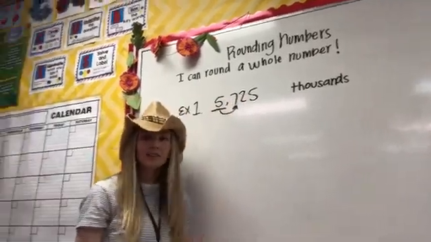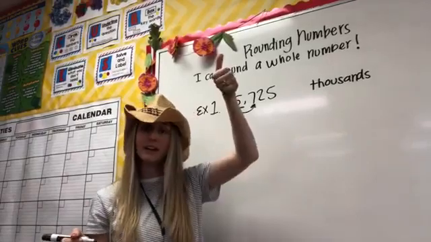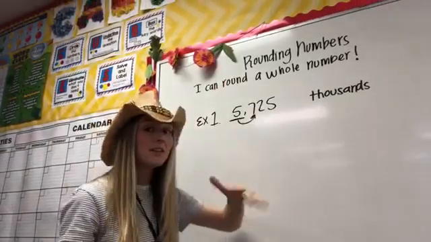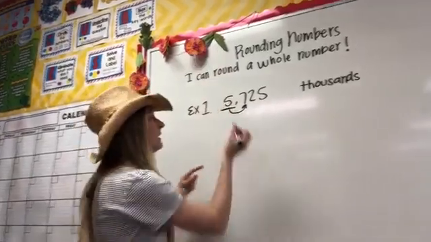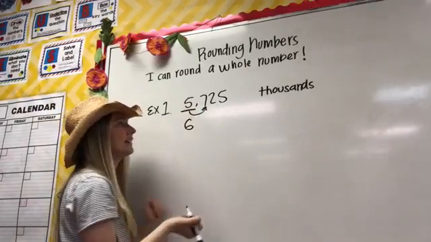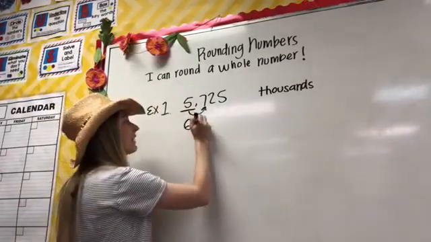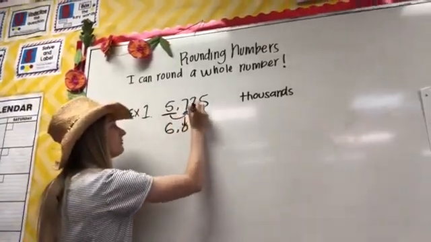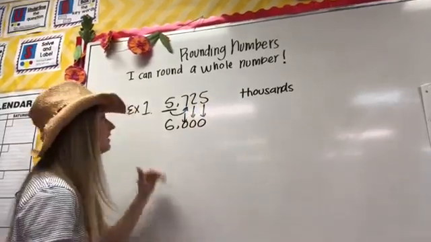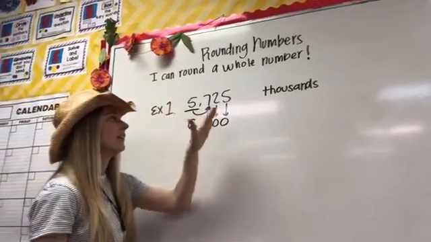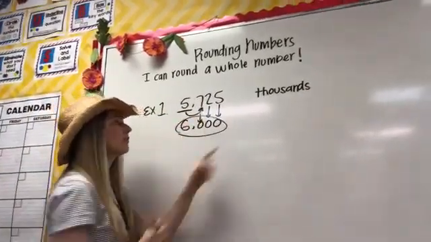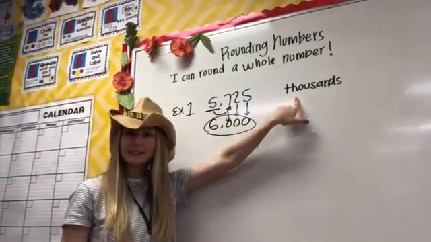Let's think, would a 7 tell the 5 to go up to the next number, round up, or stay the same? Well, a 7, because it's bigger than 5, tells it to round up. So the 7 tells the 5, hey, I'm going to have you move to a 6, one number up, and then everything else, remember, changes to a 0. So our 5,725 actually rounds to 600,000 when we're rounding to the thousandths place.